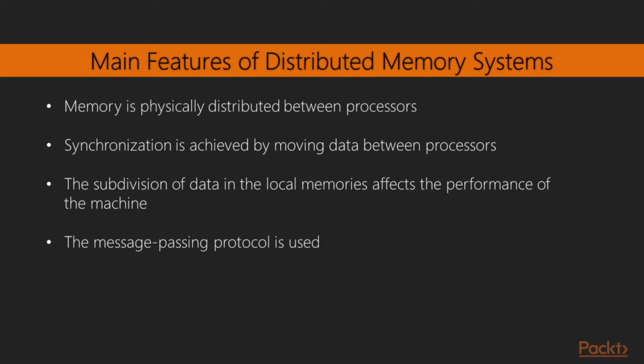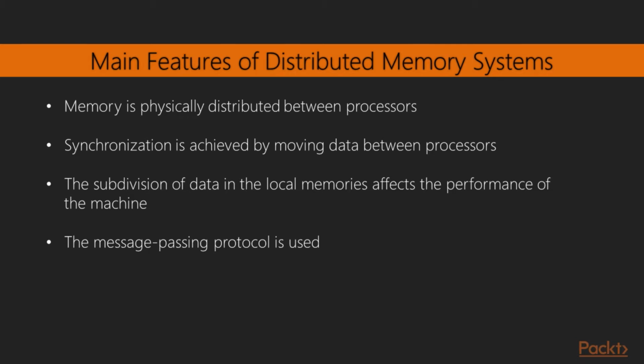The main features of distributed memory systems are: 1. Memory is physically distributed between processors. Each local memory is directly accessible only by its processor. 2. Synchronization is achieved by moving data, even if it's just the message itself, between processors.